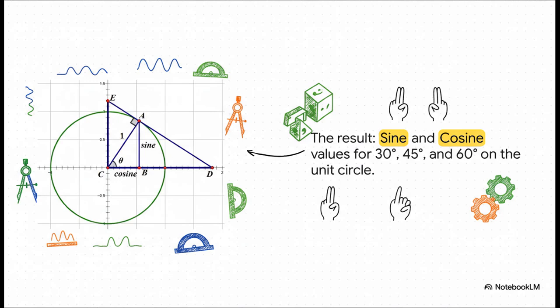And just like that, we've done it. Using that super simple hand trick, we now have the exact coordinates, the cosine and sine, for the 3 most critical angles in the first quadrant. These 3 points are going to be our building blocks for everything else.